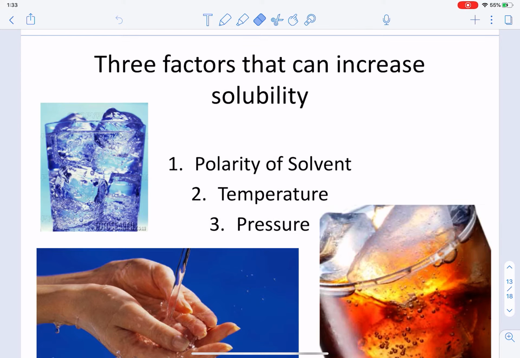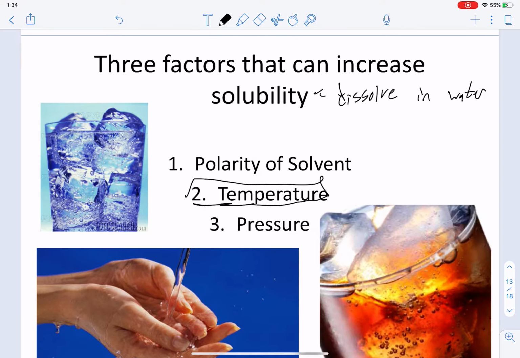So there are three factors that can increase solubility, basically increase the ability for something to dissolve in water. Those three factors are polarity, temperature, and pressure. Now, for the purposes of these notes that we were working on, we're just going to focus on temperature.